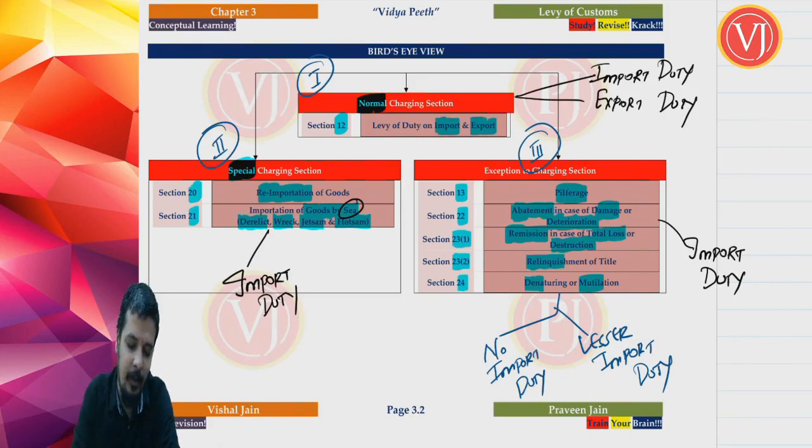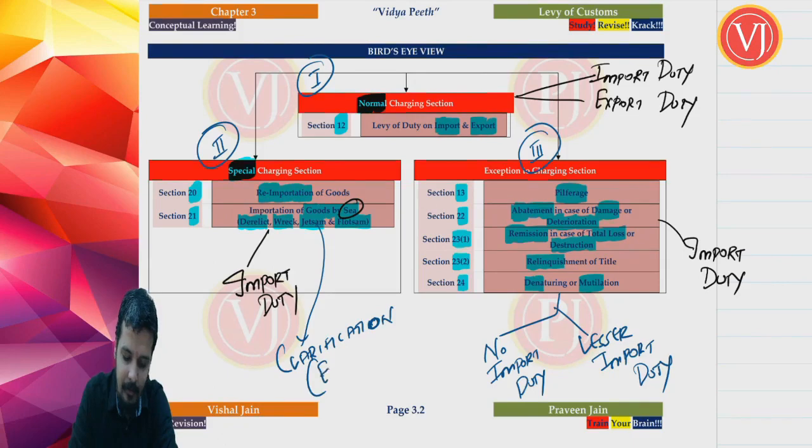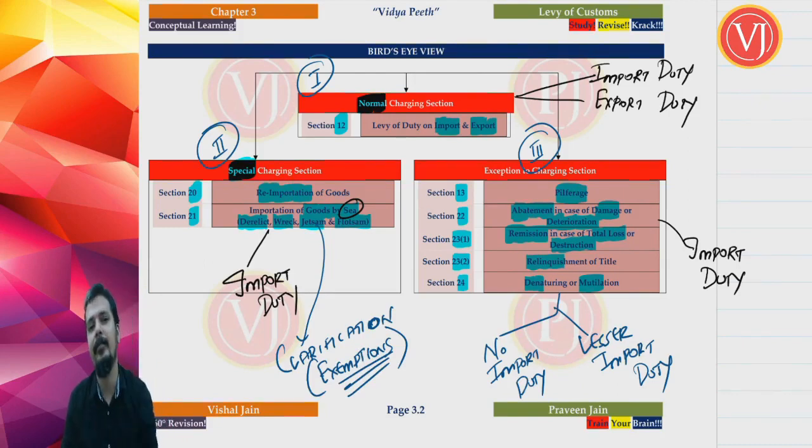And when you talk about special charging section, it is a clarification. There is a clarification that you have to pay import duty even at the time of reimportation of goods, or even if it is a case of direct jet SAM or float SAM. And there are certain exemptions also, right?